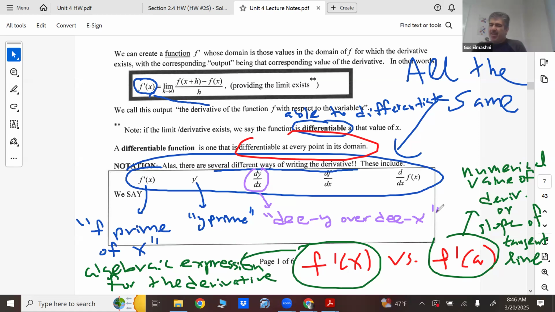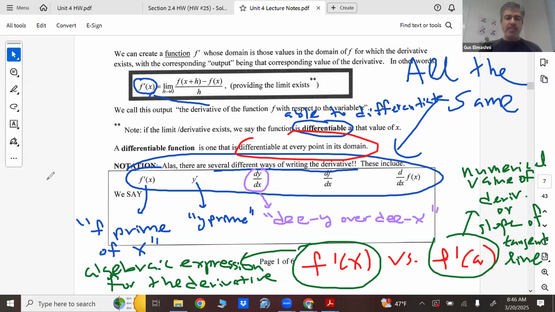But dy is kind of like delta y, a change in y. dx is kind of like delta x, that change in x. So if you want to think of it like that, that's another way of writing it. For example, velocity is the derivative of position, and acceleration is the derivative of velocity. We do talk about that stuff in this class later on. We say dy over dx.